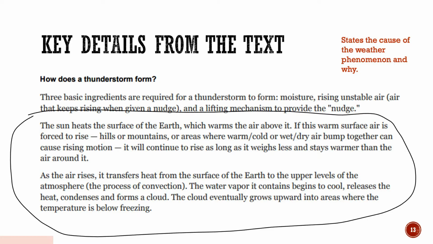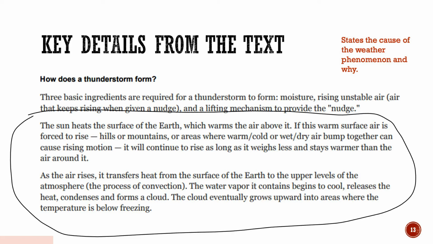Let's take a read. "The sun heats the surface of the earth, which warms the air above it. If this warm surface air is forced to rise, hills or mountains or areas where warm, cold, or wet, dry air bump together can cause rising motion. It will continue to rise as long as it weighs less and stays warmer than the air around it. As the air rises, it transfers heat from the surface of the earth to the upper levels of the atmosphere, which is the process of convection." There's that word.